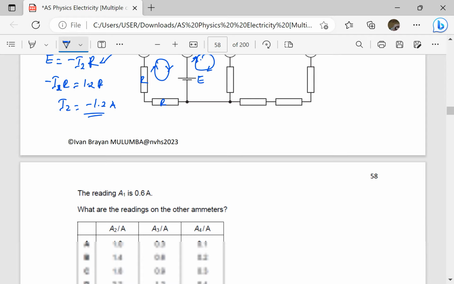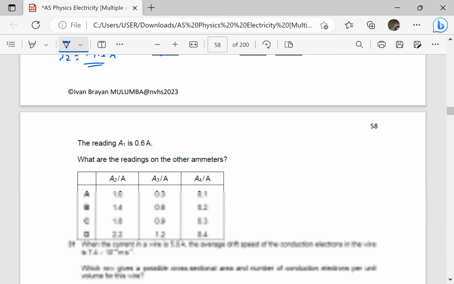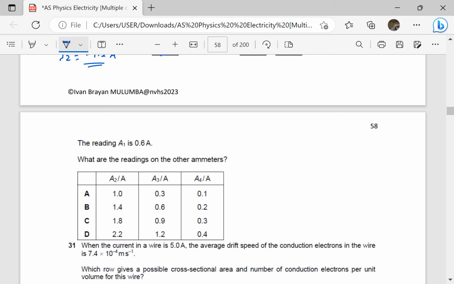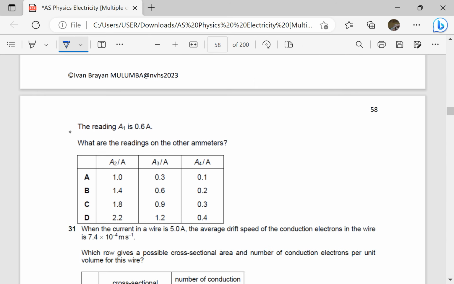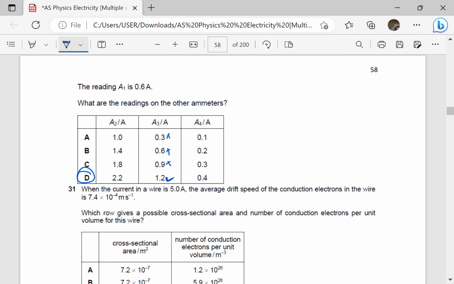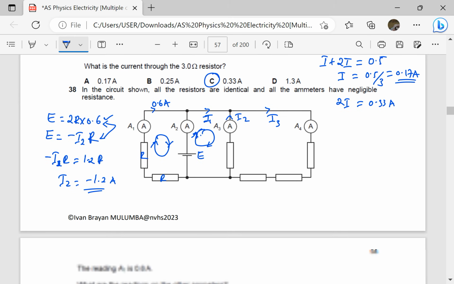So I check for 1.2. 1.2 for A what? A3. 1.2 for A3, it is here. So I don't even need to check the rest. The answer is going to be D, because these are all wrong. So 1.2 is in D. So the answer is automatically D, even if I don't use the third loop here, but you can use all the loops and check.